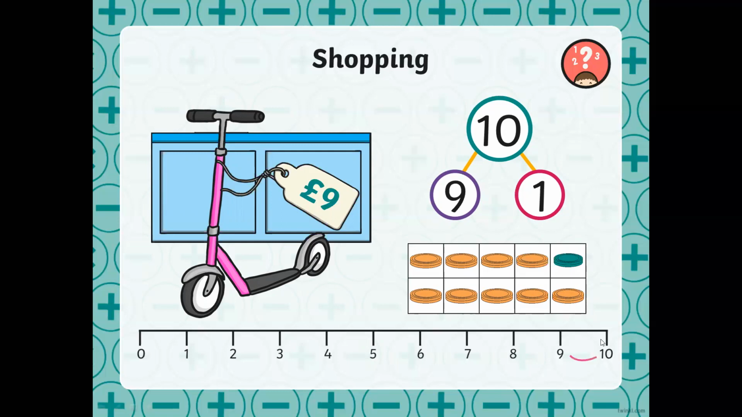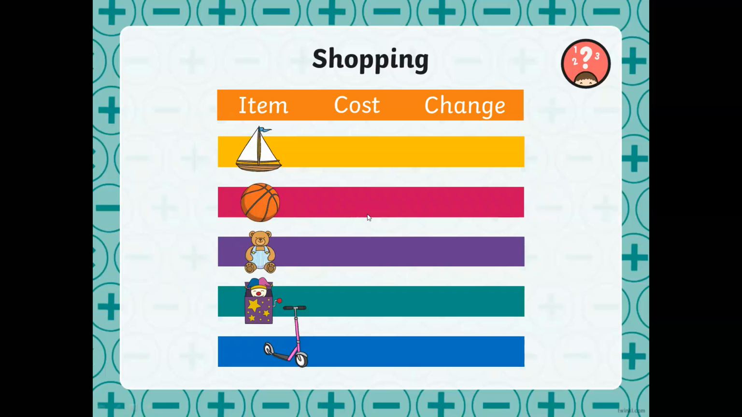Okay, let's see how to represent it by the number line. We will pay 9, so we take away 9 from the 10. Take away means backward, so we will go backward 9 steps: 1, 2, 3, 4, 5, 6, 7, 8, and 9. So we will have $1 left.